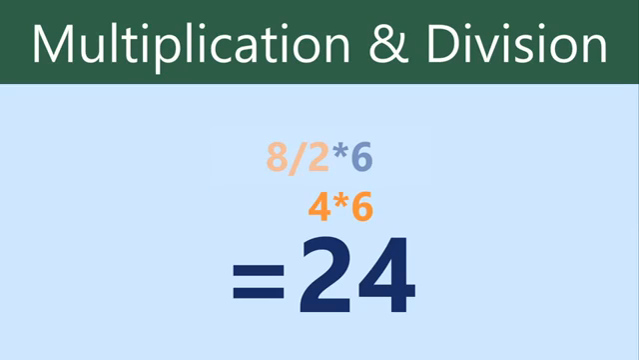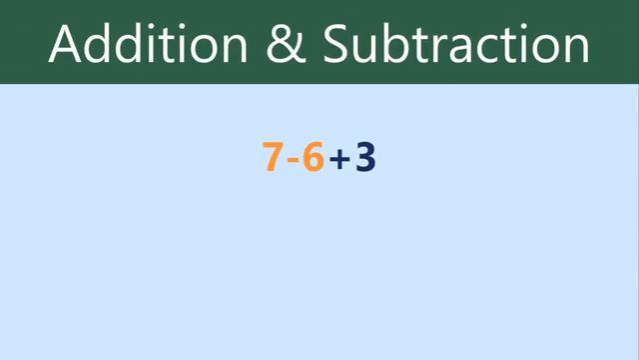If we wanted the multiplication to happen first, we could just put it in parentheses, or we could rearrange the formula so the multiplication was on the left. Finally, we have addition and subtraction. Just like multiplication and division, these are on the same level, so we'll calculate them from left to right.